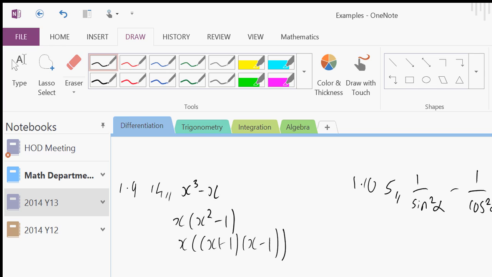Right. This one here, again, it's purely difference of two squares. So you've got a squared term in the front minus a squared term on the end. So this is just 1 over sine alpha plus 1 over cos alpha, times 1 over sine alpha minus 1 over cos alpha.